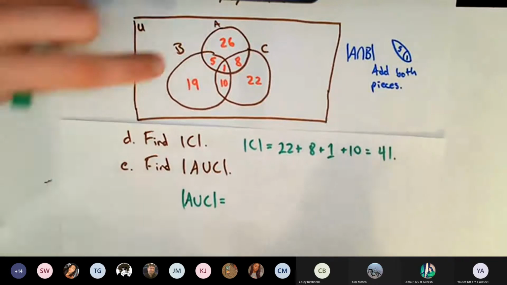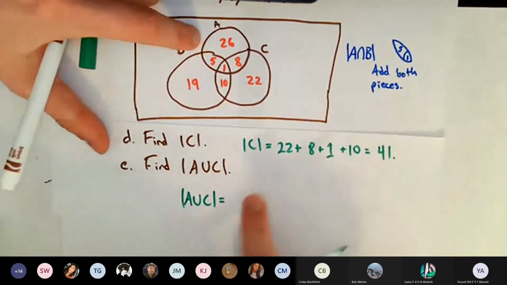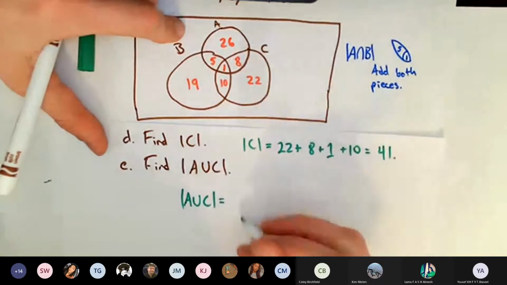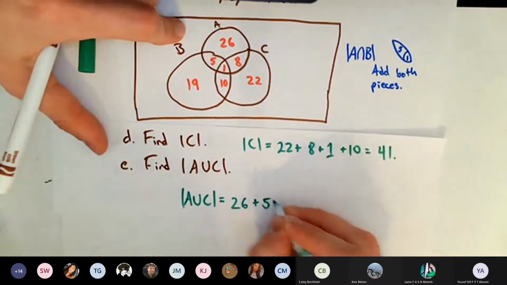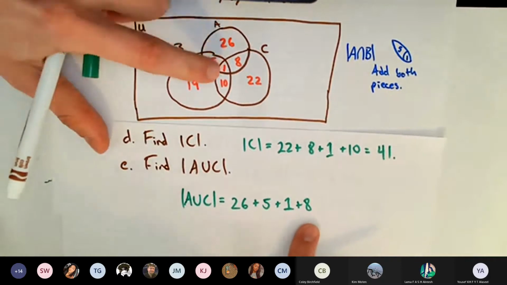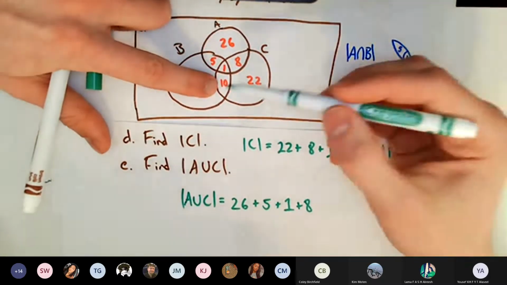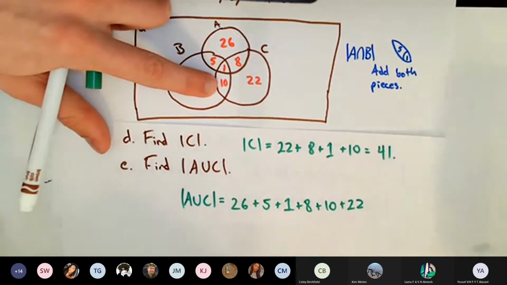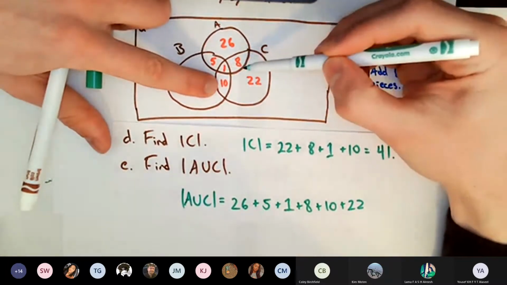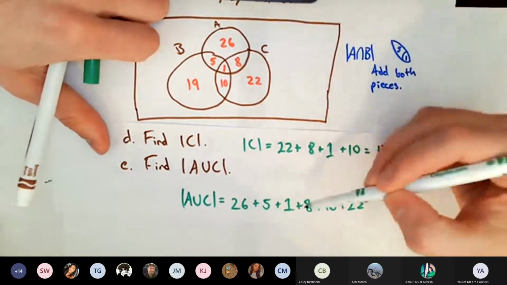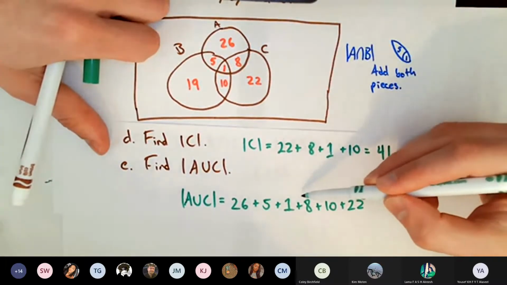We can just say, starting at A, A union C is all the stuff in A or C, so both of these circles all combined. That's going to be the 26, the 5, the 1, and the 8. That's just from A. And then what is C contributing? Also a 10 and a 22. But I'm not going to re-add the 1 and the 8 again. I don't want to double count those because they're already considered right here.